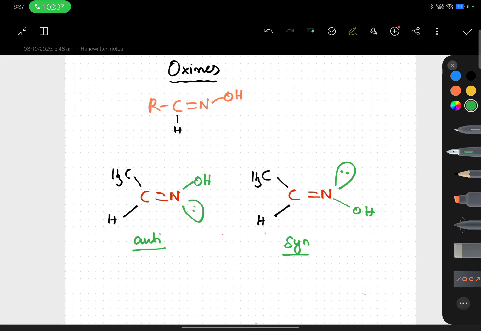Syn is the cis equivalent. Please make a note. Anti is the trans equivalent. So this is what is given for oxime.